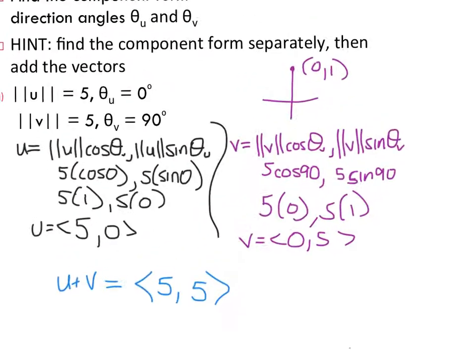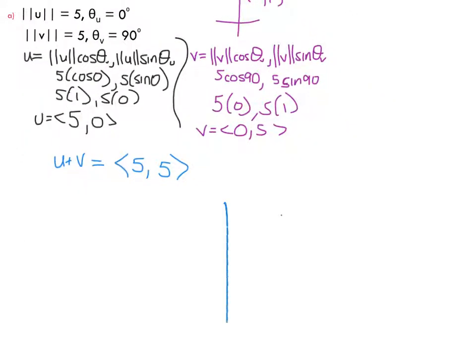If I had drawn these out on my actual coordinate grid, it said it was 5 and it was at 0 degrees. So I'd go from here, 1, 2, 3, 4, 5. That would be u. And then v was 5, but it was at 90 degrees. 1, 2, 3, 4, 5. It'd be here, 90 degrees. And then if I added them, 5 and 5, my vector would be here. So the adding kind of splits the difference between the two. Questions on 6.3? Okay.